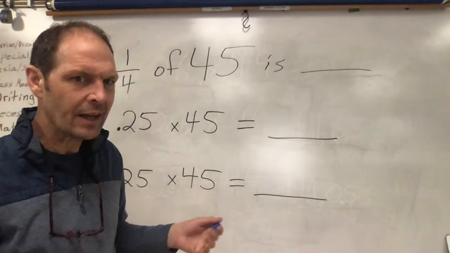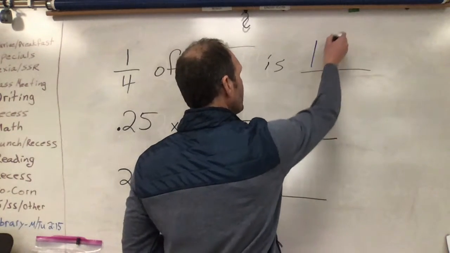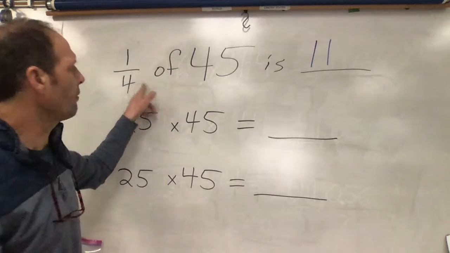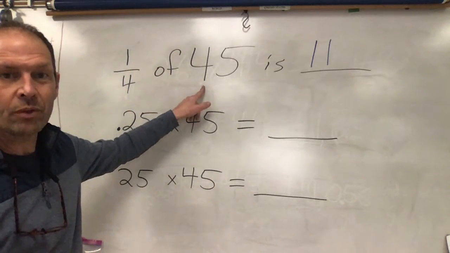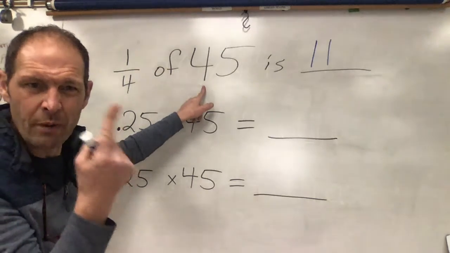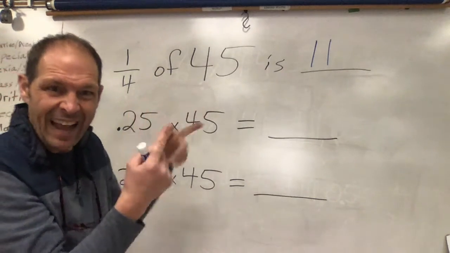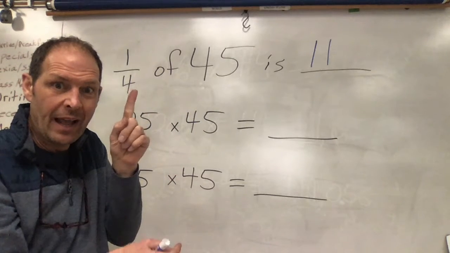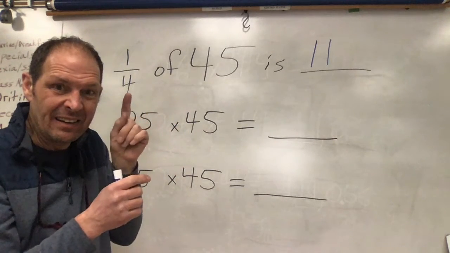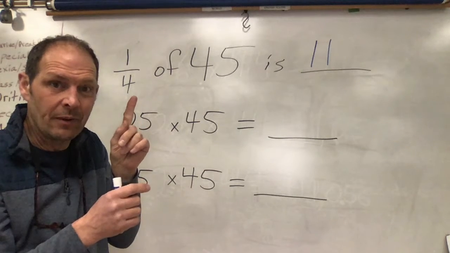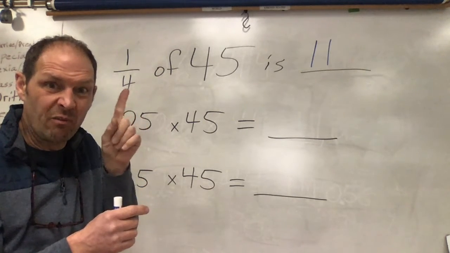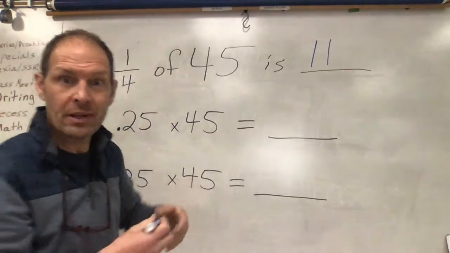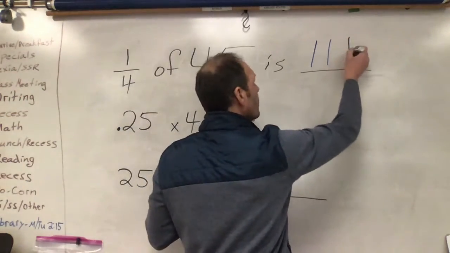I'm actually going to write that in, even though I know I'm going to change it. It was 11. But we no longer have 1/4 of 44. Now we have 1/4 of 45. There's one more in there. There's an extra 1. So that means we have to take that extra 1 and cut that into 4 pieces too. And so 1/4 of 1 would just be 1/4. So we've got 11 plus an extra 1/4.